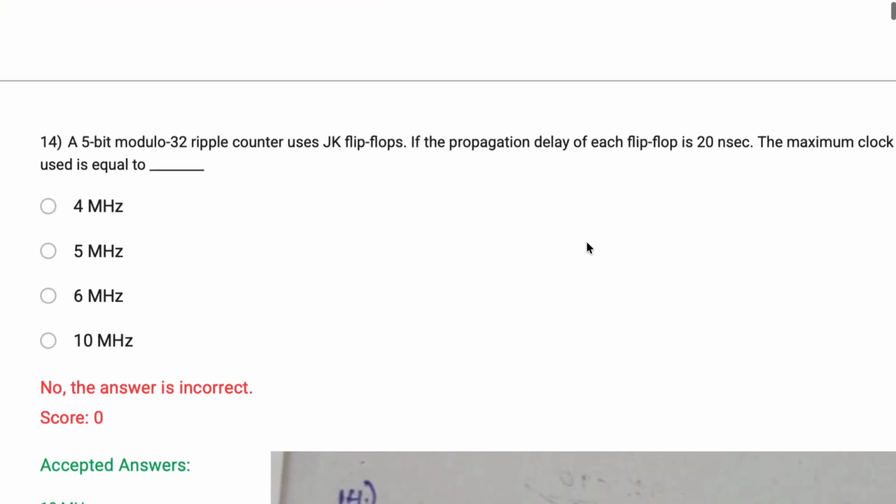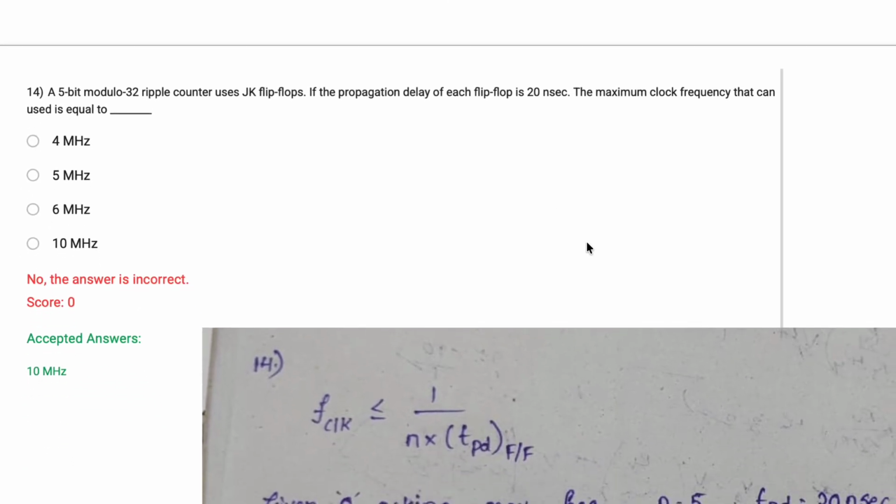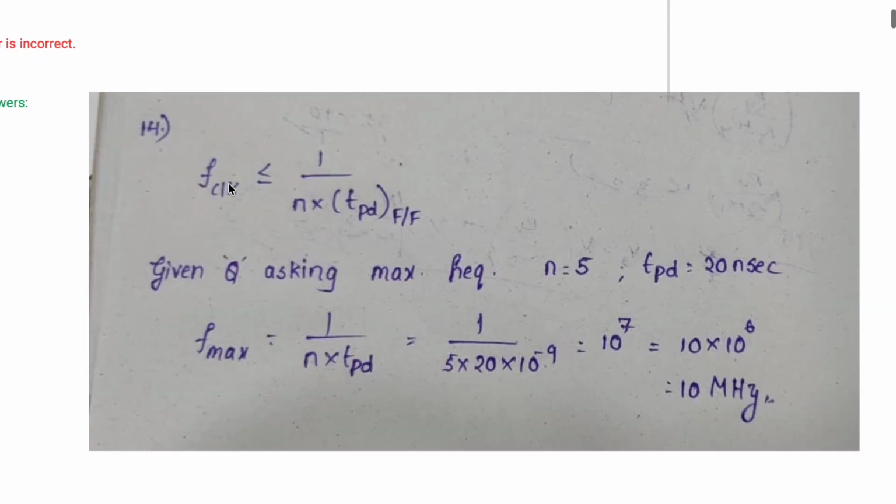Moving on to the next question. It is given a 5-bit modulo 32 ripple counter that uses JK flip-flops. If the propagation delay of each flip-flop is 20 nanoseconds, he is asking for the maximum clock frequency that can be used. See, this question can be dealt with a general formula, it's not a derived one.